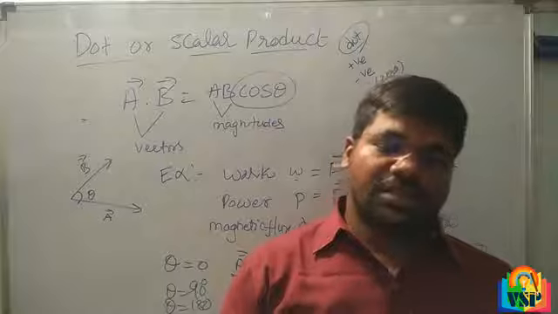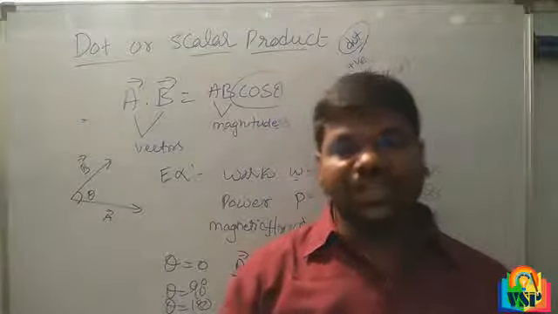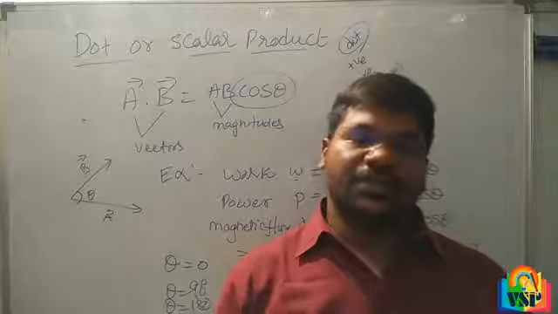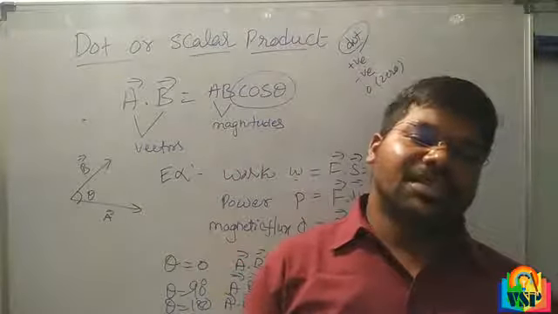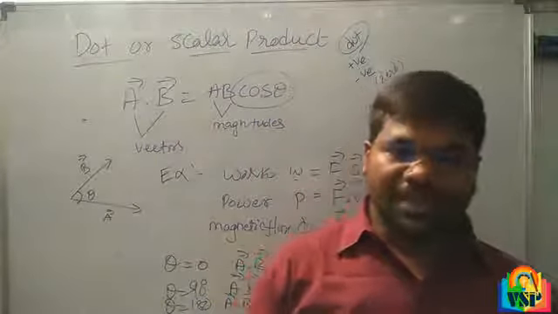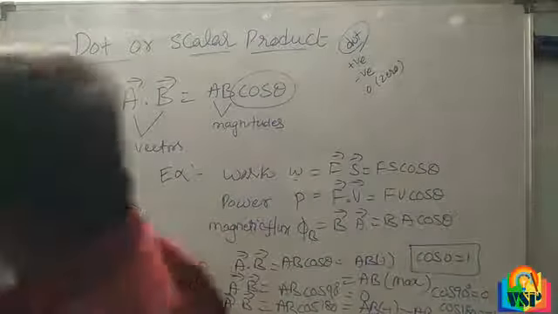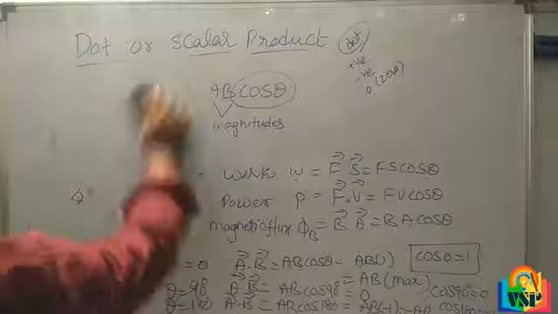So here the product of two vectors is a scalar. This type of product we can call dot product or scalar product.